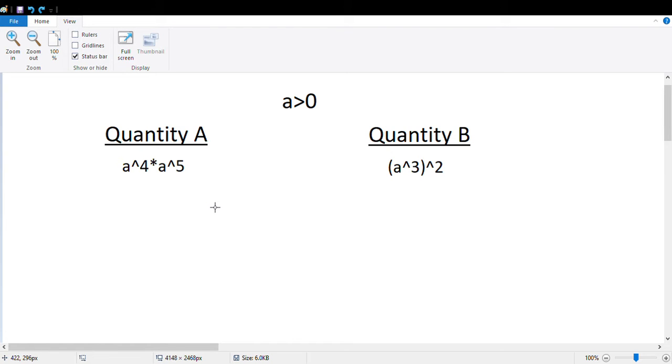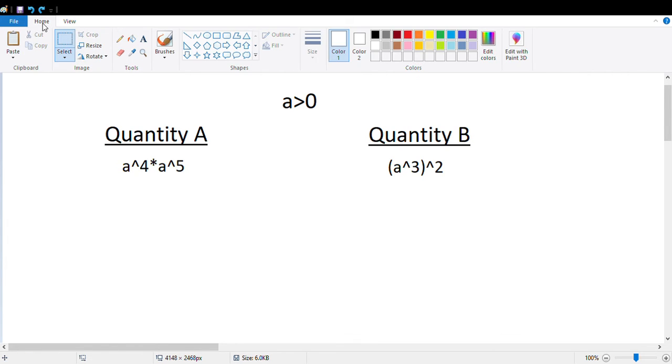Okay, so here we have a comparative question from the quant section of the GRE. It tells us that A is greater than 0, and we have to decide whether quantity A or quantity B is larger, if they're equal, or if we don't have enough information to determine which one is larger.